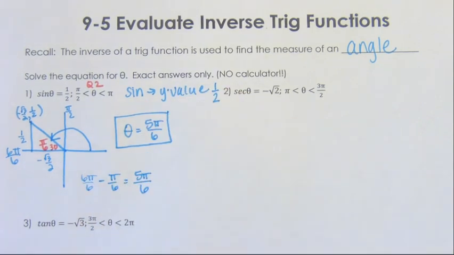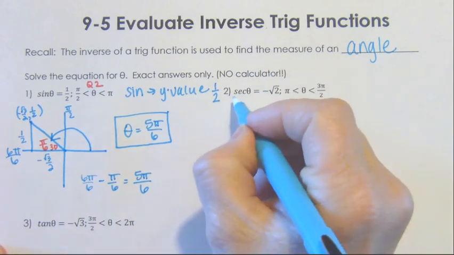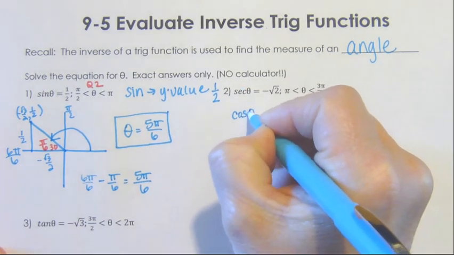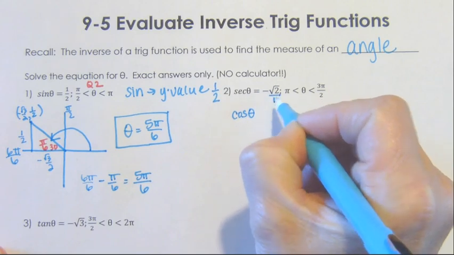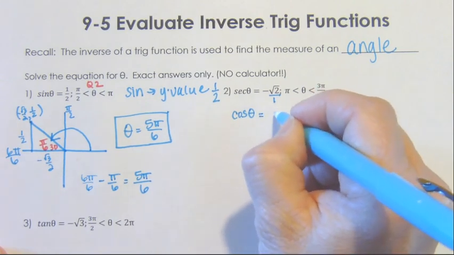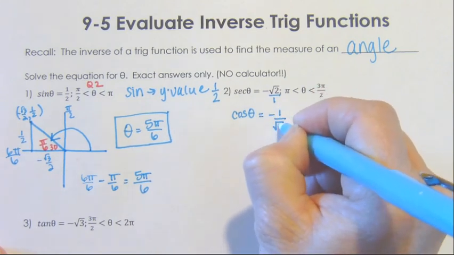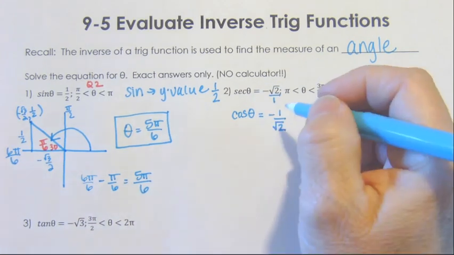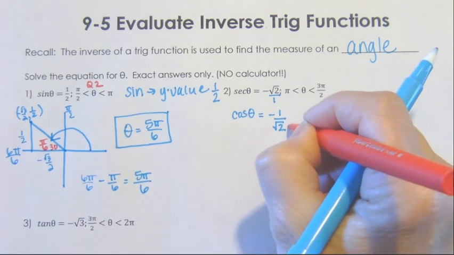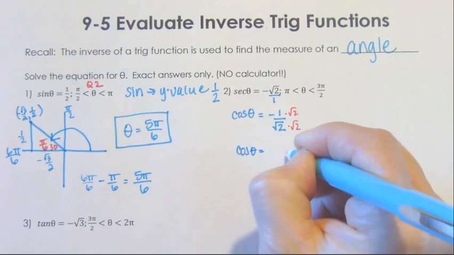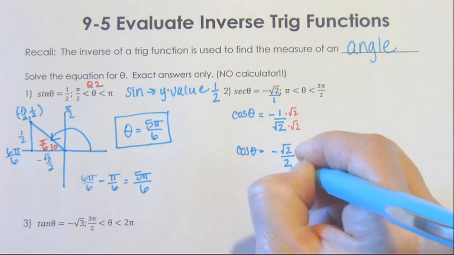All right, let's try another one. The next one here, we've got secant. And secant's one of those that gets a little bit confusing. So I'm going to change this to cosine, because the inverse of secant is cosine. That means I'm going to have to find the reciprocal of this, flip that over. So I put it over 1. So cosine would be negative 1 over radical 2. Now that's not one of those numbers that we're used to working with. So I'm going to multiply the numerator and denominator, I'm going to rationalize that. So now I have cosine theta is equal to negative radical 2 over 2.